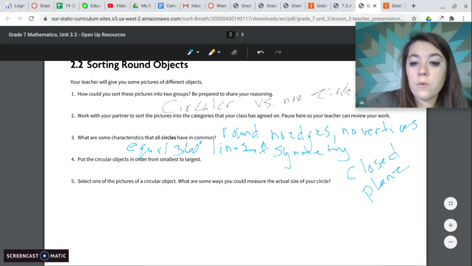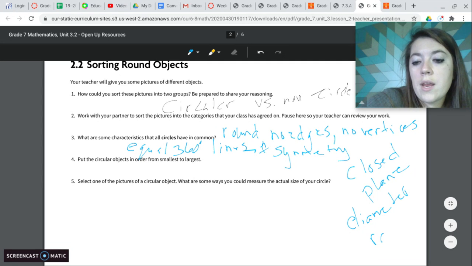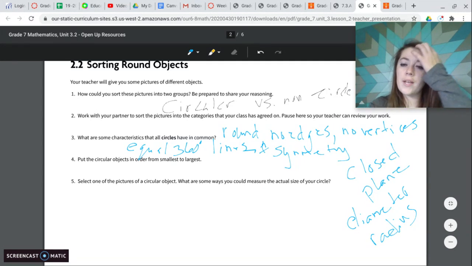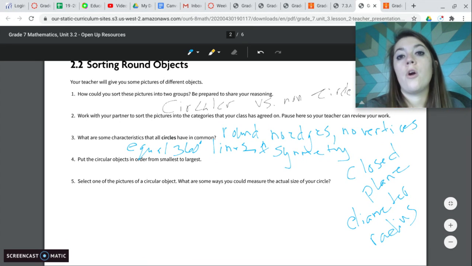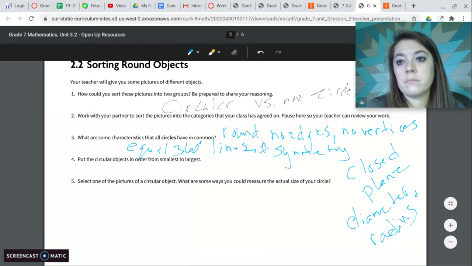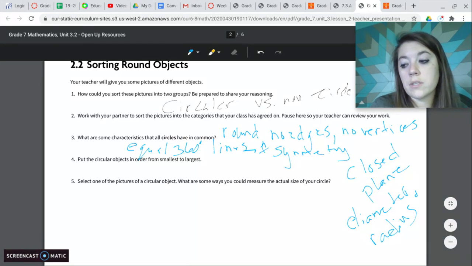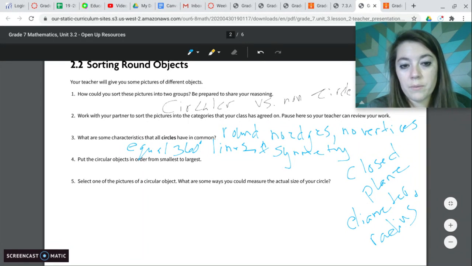We also know, hopefully you remember, diameter and radius. So all the diameters should be equal, all the radii should be equal in a circle. That makes it a circle because that will make it perfectly round. So diameter and radius need to be equal, each of them. So all the diameters in a circle need to be equal, and all the radiuses need to be equal.